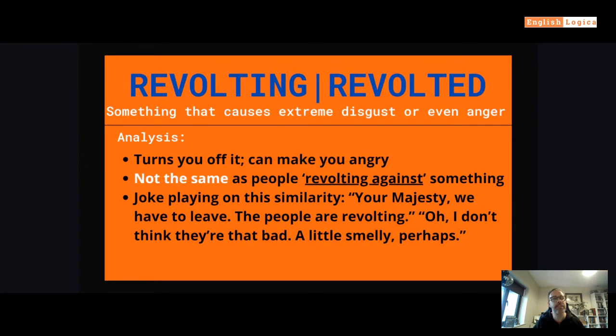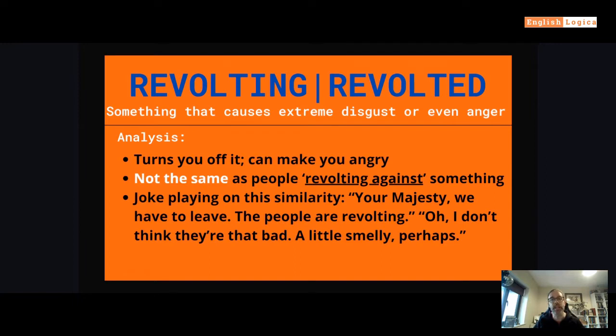Our next word then is revolting and revolted. This is something that causes extreme disgust or even anger. So if something is revolting, it turns you off it, or it can make you angry. It's important to note that this is not the same as people revolting against something. Okay, revolting against something is like to rise up against it or to protest against it.